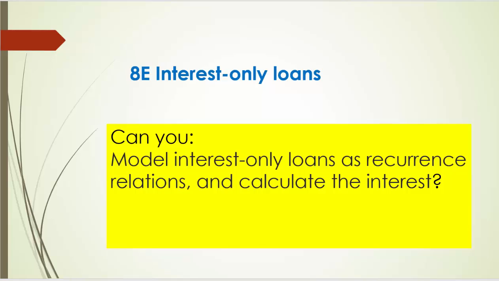The amount that you borrow at the beginning of the period is the same at the end of the period. You still owe the whole thing. We can model them as recurrence relations, and you need to be able to calculate the interest. This is a fairly easy part of the topic.